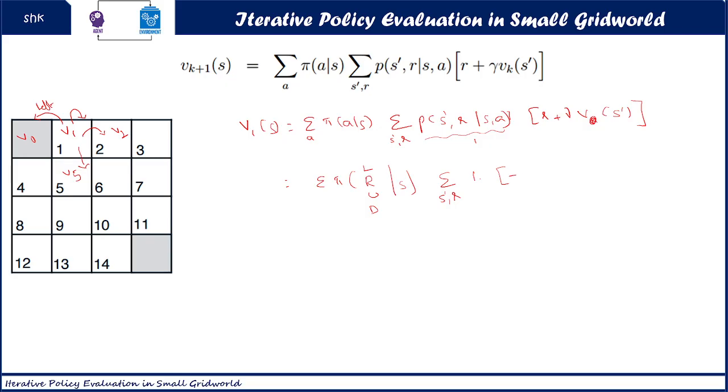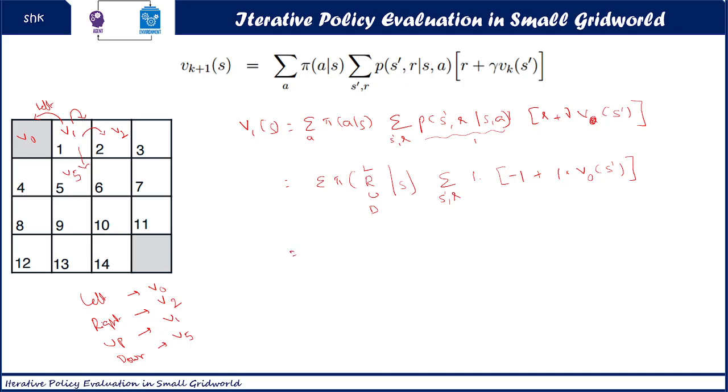And the reward is -1 always, plus the gamma, the discount factor is 1, multiplied with the previous state values for each and every transition. Now if you observe, for the left action, we are going to transit to the V0 state. For the right action, we transit to the V2 state. For upward, we are retained in the same state, V1. For downward, we have the transition to V5.